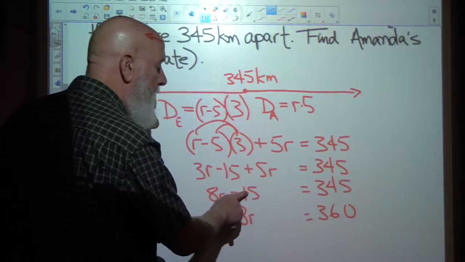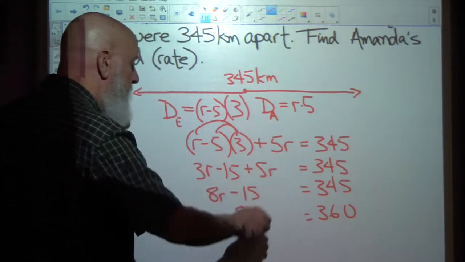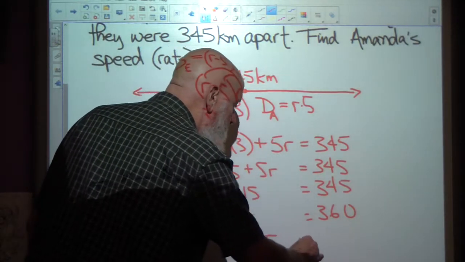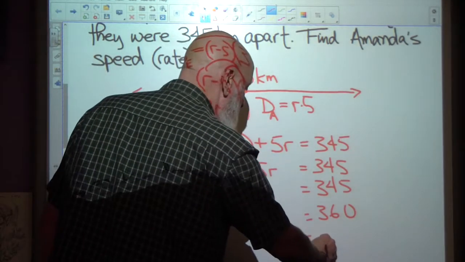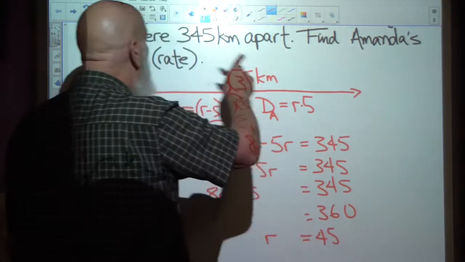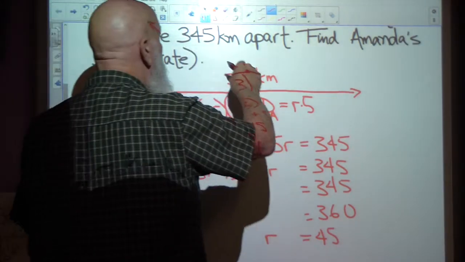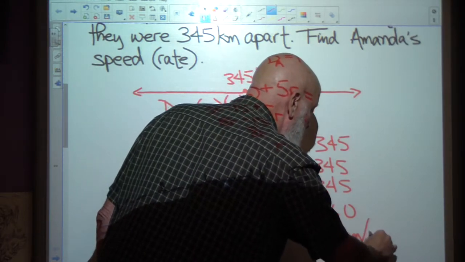I add 15 here, it disappears, leaving me with just 8r. I add 15 here, I get 360, and divide both sides by 8. I'll try to do this in my head, but I'll check it with my calculator. That'll go 4, 5. And that's a rate, and our rate is measured in kilometers per hour, if I haven't made any mistakes, okay?